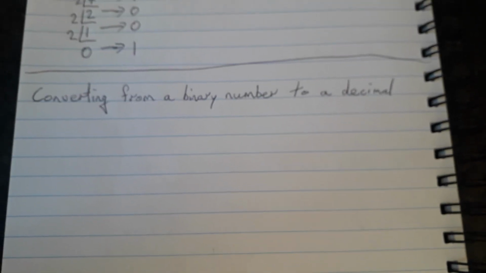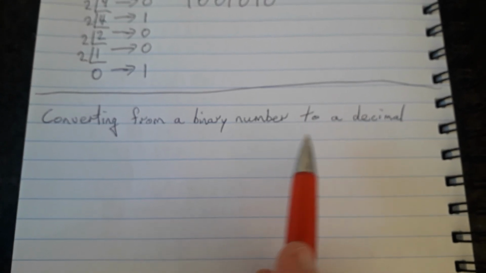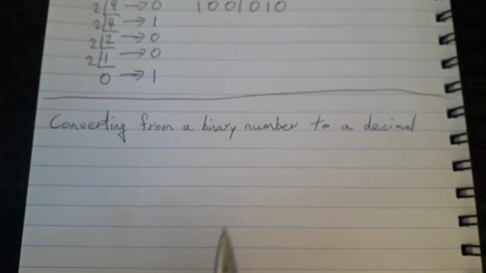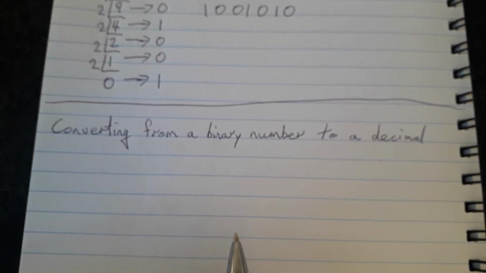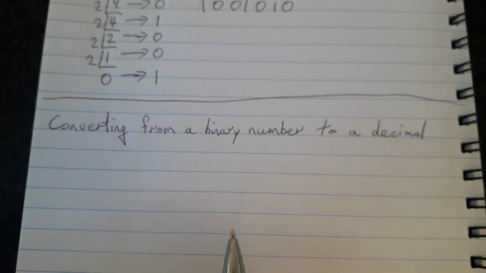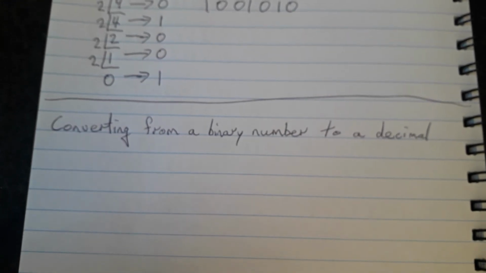Okay, hi all. So in this video I want to show how to convert from a binary number or base 2 number to a decimal number, a base 10 number. So in order to be able to do this though, a little bit of knowledge of indices base 2 is necessary, or like 2 to the power of different numbers.